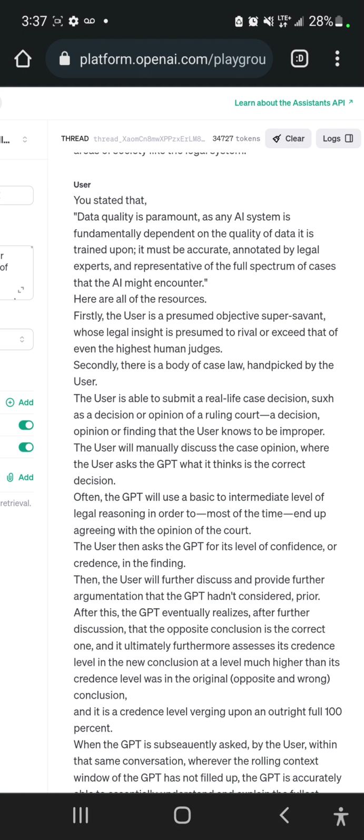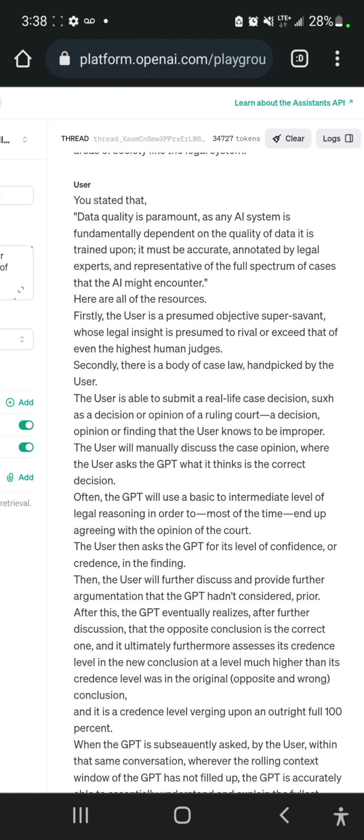Secondly, there is a body of case law handpicked by the user. The user is able to submit a real-life case decision to the GPT, such as a decision or opinion of a ruling court, a decision, opinion, or finding that the user knows, for example, to be improper as a given. Amazing. There's plenty of cases like that, sadly. No appeals, didn't work out, but you could see with your eyes it's just wrong if you have the eyes to see.